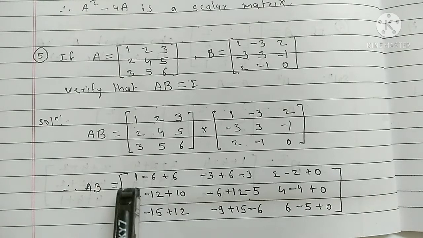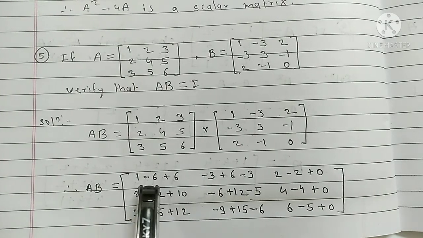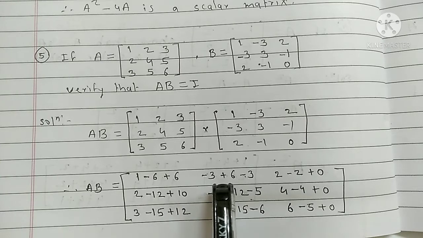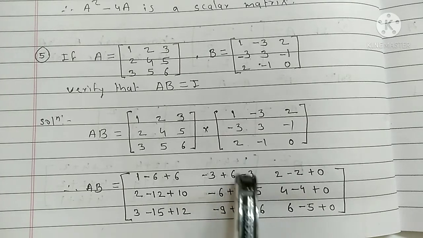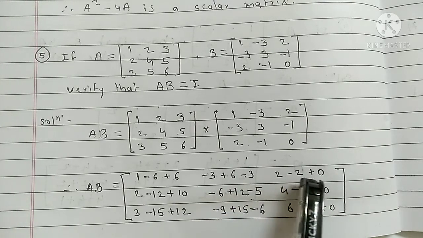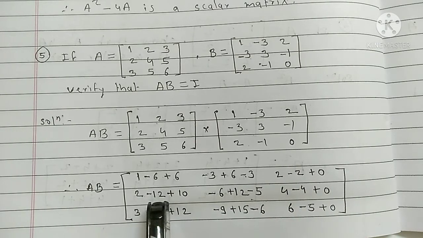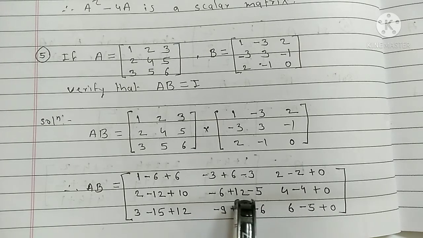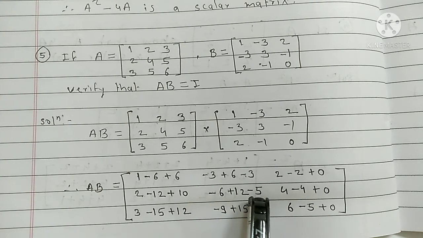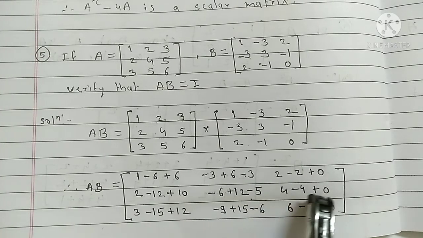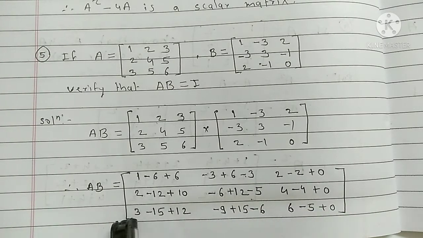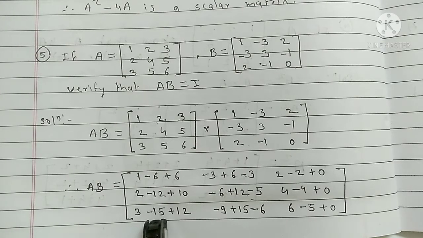So here 1 minus 6 plus 6 is 1. Then minus 3 plus 6 minus 3 is 0. 2 minus 2 plus 0 is 0. 2 minus 12 is minus 10 plus 10, 0. 6 minus 6 plus 12 is 6, minus 5 is 1. Then 4 minus 4 is 0 plus 0 is 0. Then 3 minus 15 is minus 12 plus 12, 0.